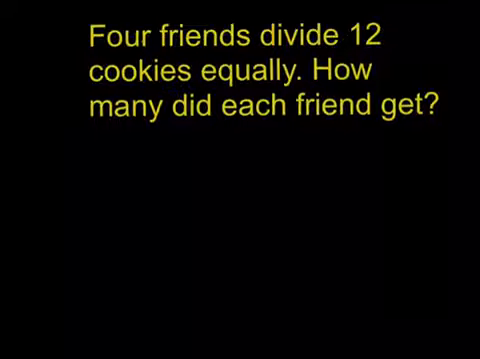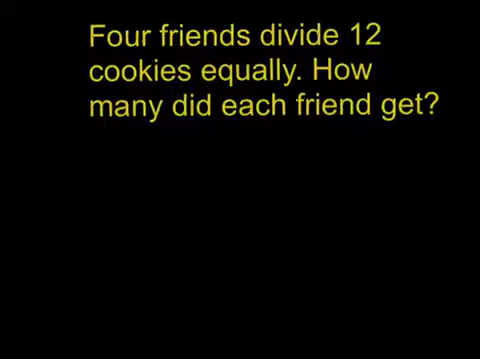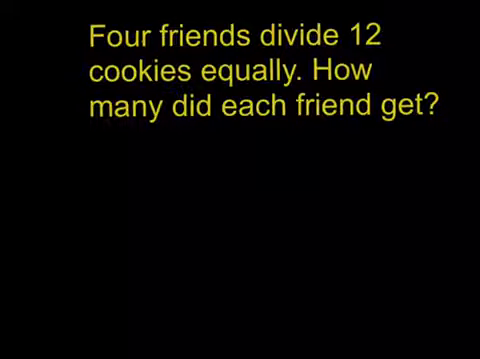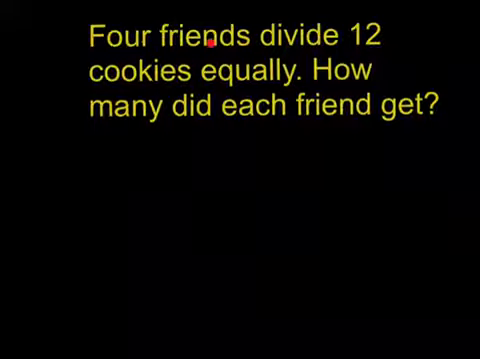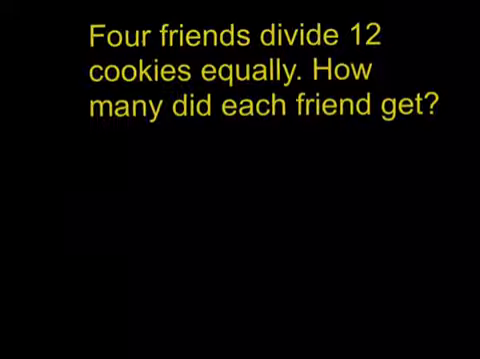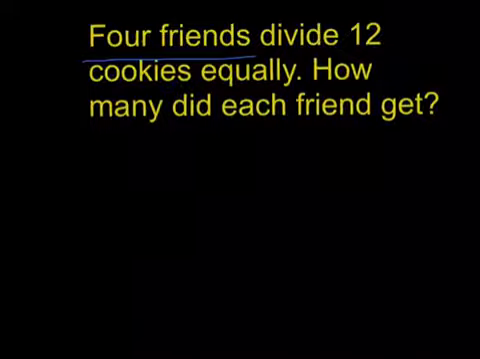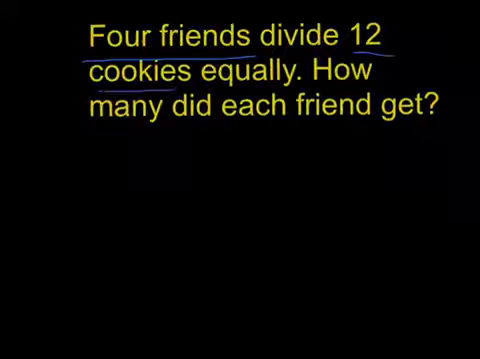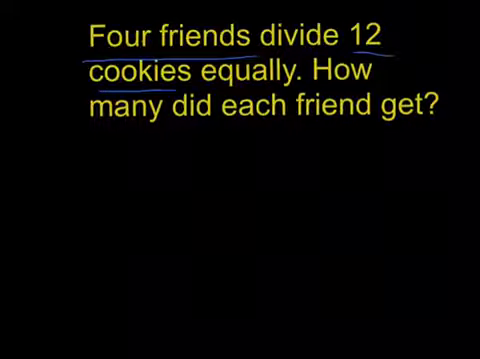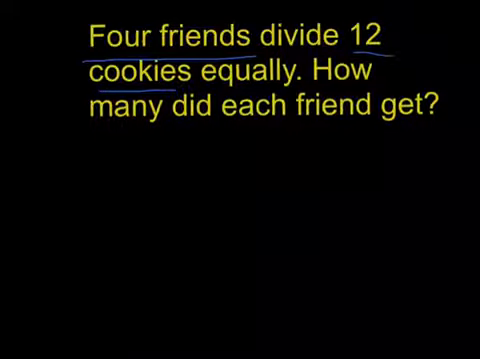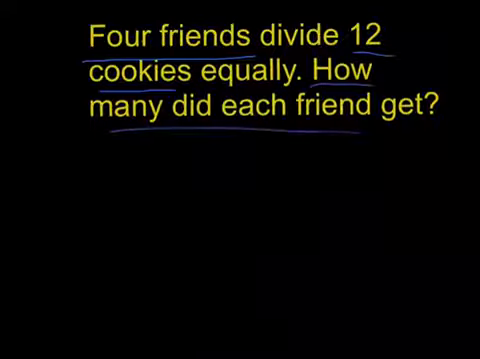All right, so let's practice division with this word problem. Read it along with me. Four friends divide 12 cookies equally. How many did each friend get? Okay, I'm going to use the draw a picture strategy to help me solve this problem. Some key words here are that I have 4 friends and that they are dividing 12 cookies equally. Equally means that each of them gets an equal amount. So the question I'm trying to solve is how many did each friend get?